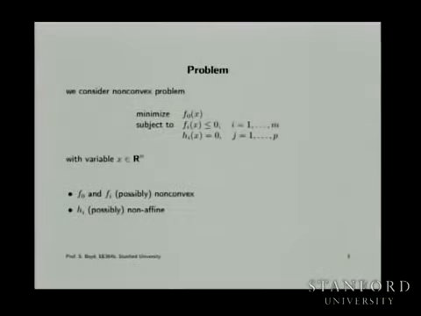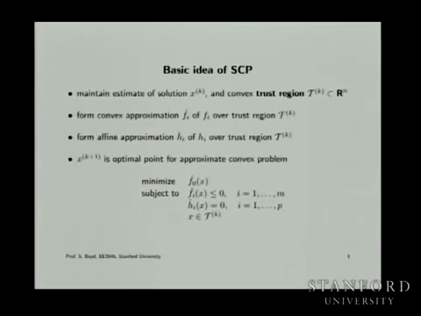Okay, so we're going to consider a non-convex standard optimization problem, and you can have equality constraints that are not affine, and you can have inequality constraints, and so on. And the basic idea of sequential convex programs is extremely simple. It goes like this: at each point, you're going to maintain an estimate of the solution. So we're going to call it x^k. The superscript k is going to denote the iteration counter. And what's going to happen is you're going to maintain something called a trust region.